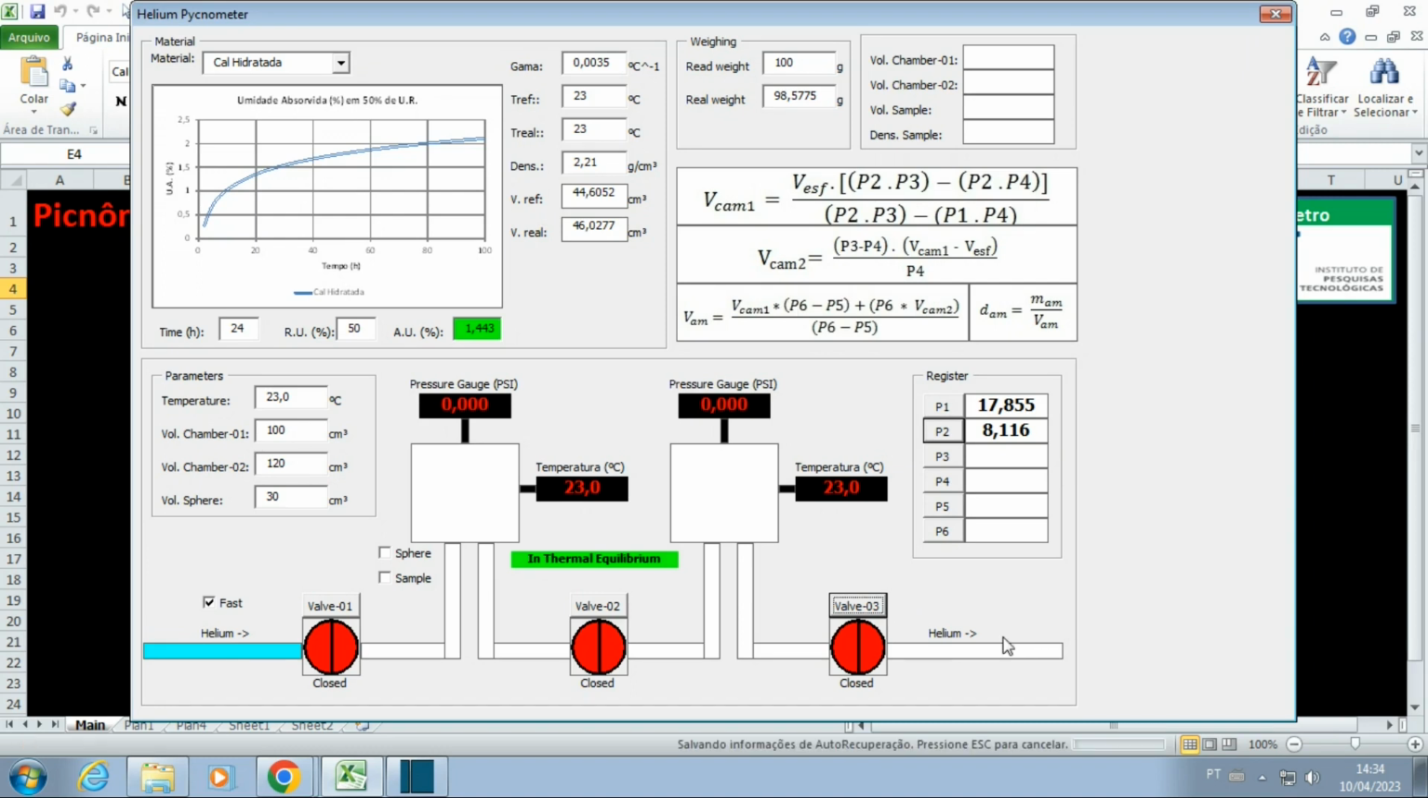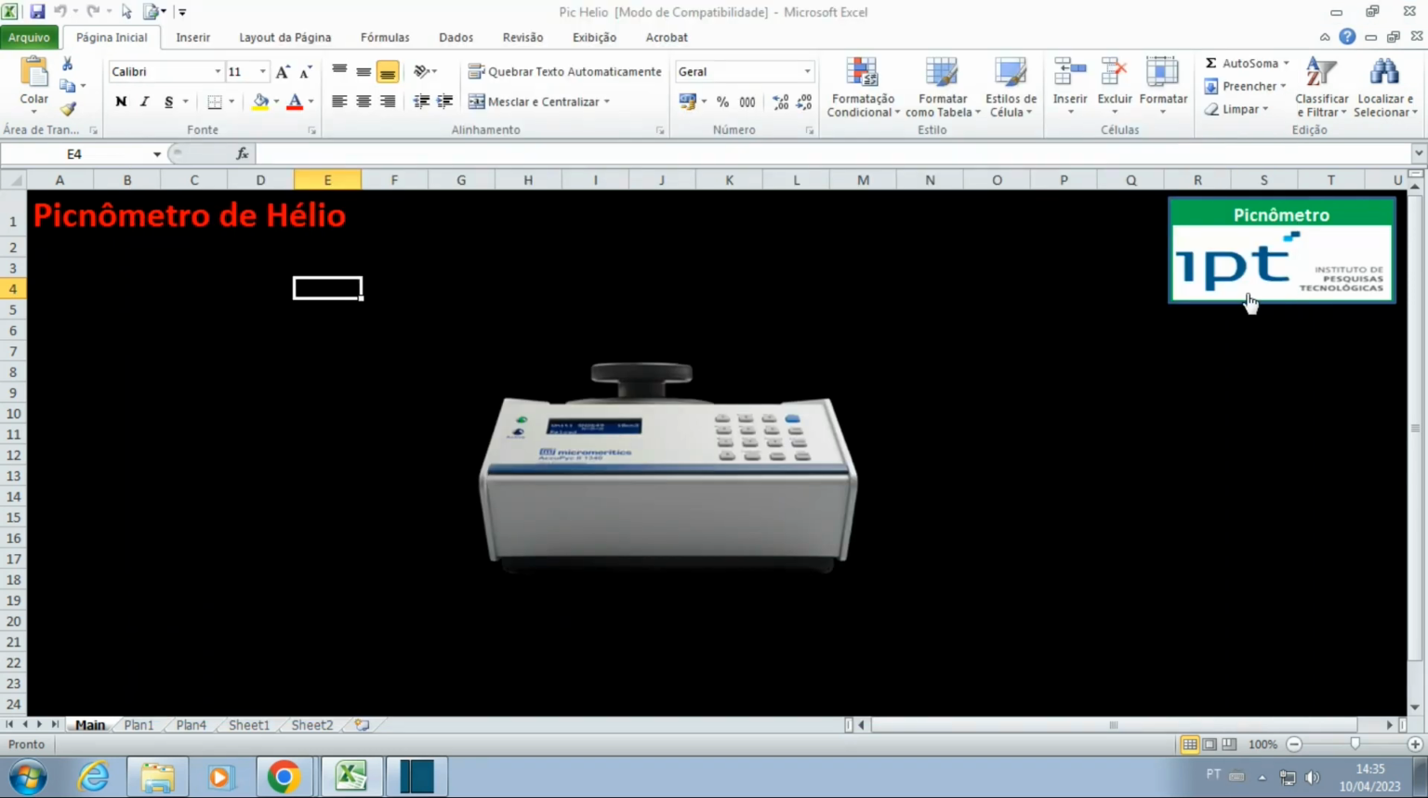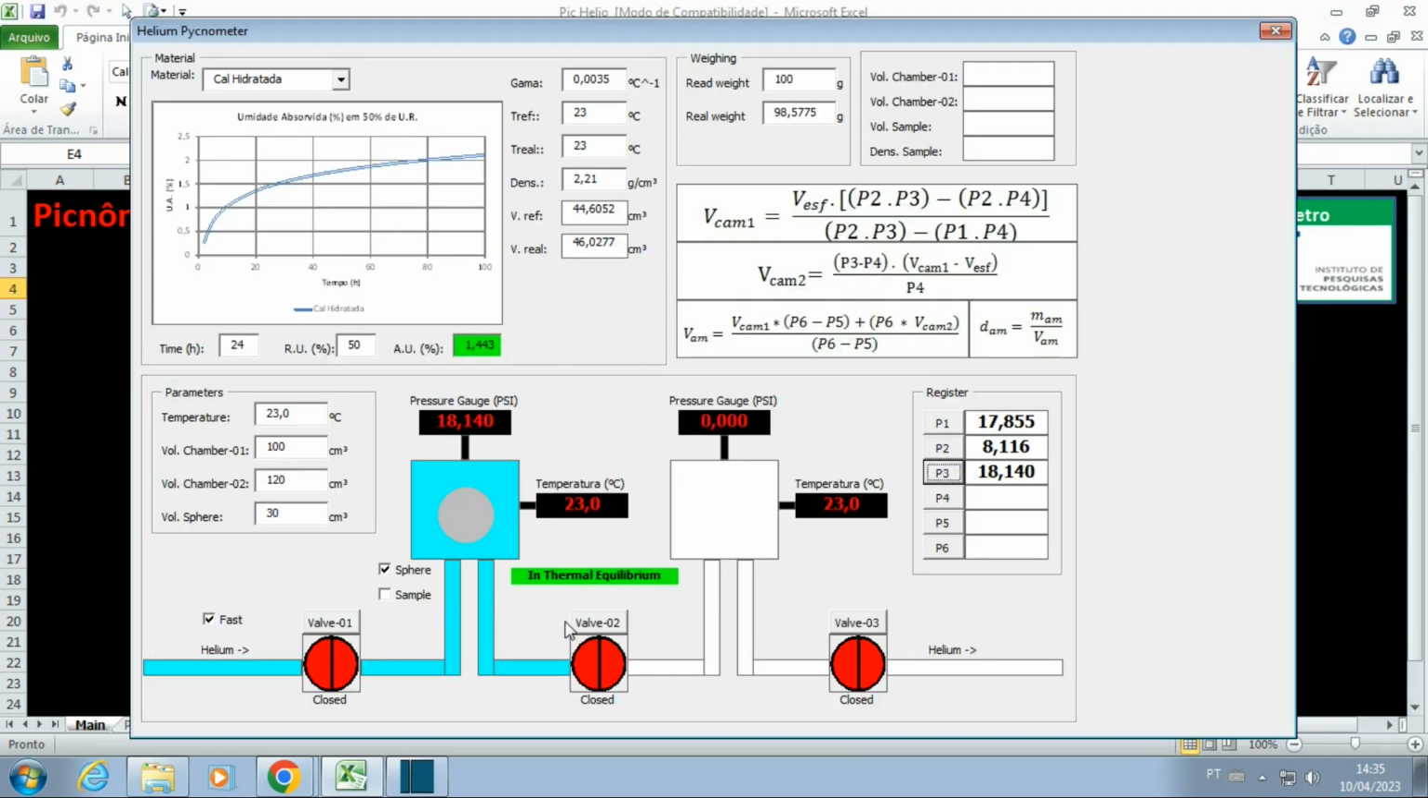In the second step, we will carry out the calibration, or better, the determination of the chambers' volume. For that, we will use a sphere with known volume. With the sphere inside chamber 1, the chamber is filled with gas. When the pressure is reached, the valve is closed, expected to stabilize, and we note pressure 3. Then valve 2 opens and the gas will spread through both chambers, and here we have pressure 4.